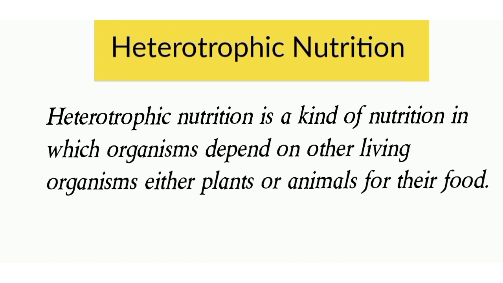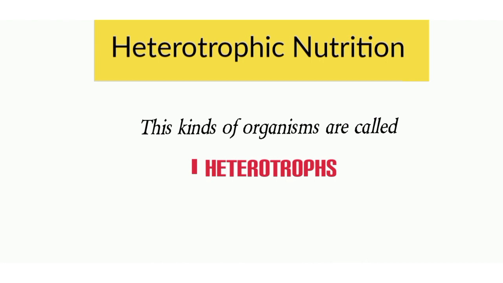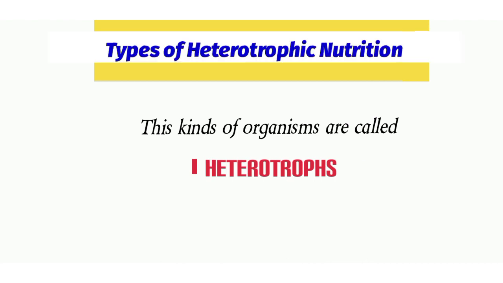Heterotrophic nutrition is a nutrition in which organisms are not capable of manufacturing their own food, but depend on other organisms like plants and animals for their food. These kinds of organisms are called heterotrophs. So they include man and other animals. The types of heterotrophic nutrition include holozoic nutrition, parasitic nutrition, symbiotic nutrition, and saprophytic nutrition. Our business in this lesson, however, is to look at holozoic nutrition.